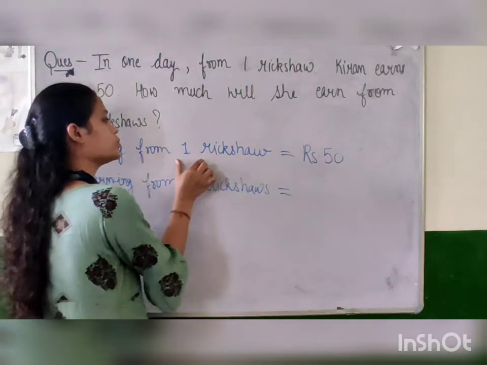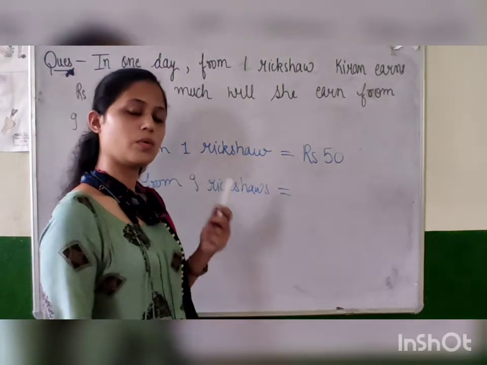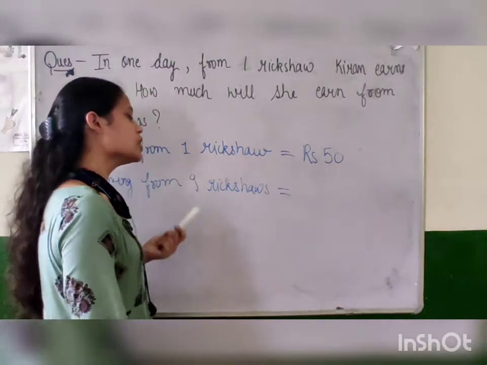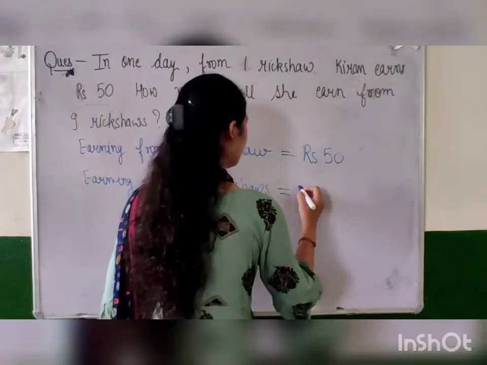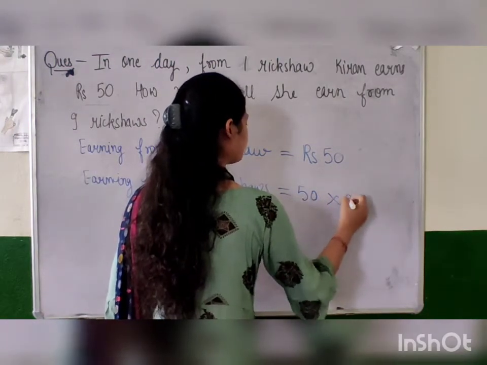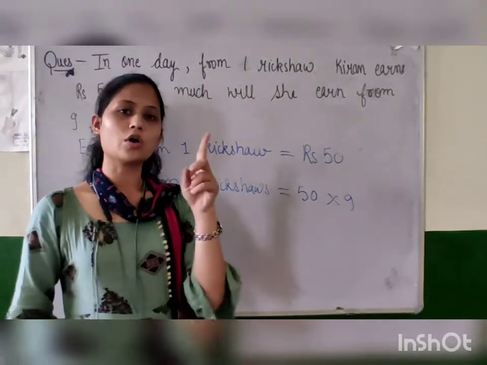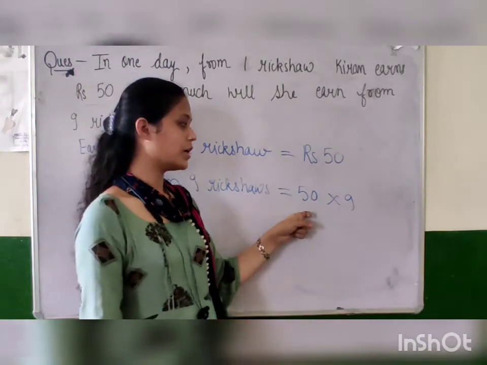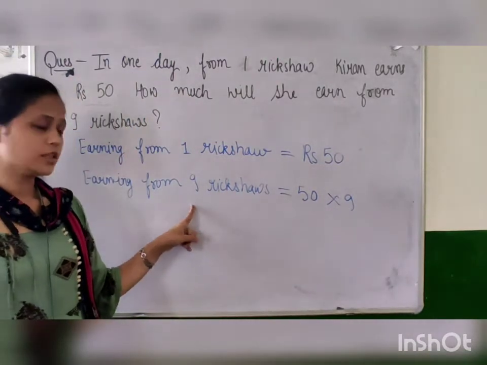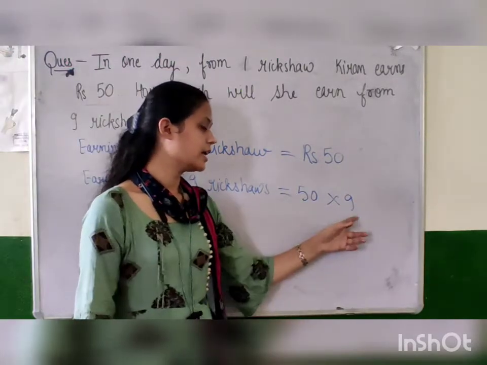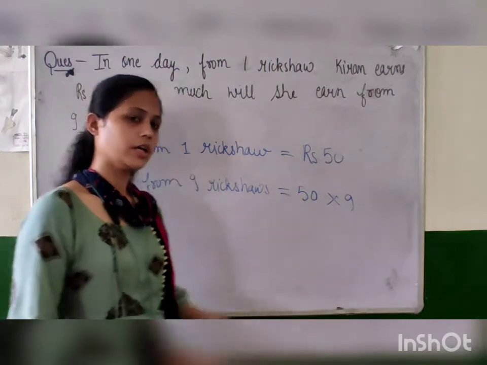So we have been given for the smaller amount, we have to find for the bigger amount. So whenever we have to go from 1 to many, we do multiplication. So here also we will do multiplication. So we will multiply 50 by 9. Why have we done this? Because rupees 50 is the earning from one rickshaw. We have to find out the earning from 9 rickshaws. So we have multiplied her earning from one rickshaw by 9.